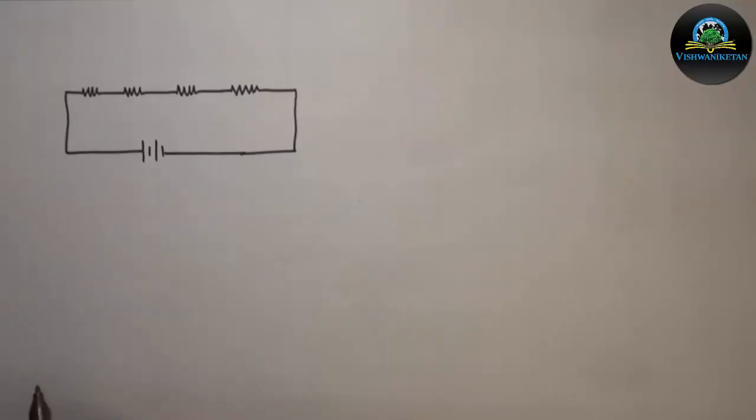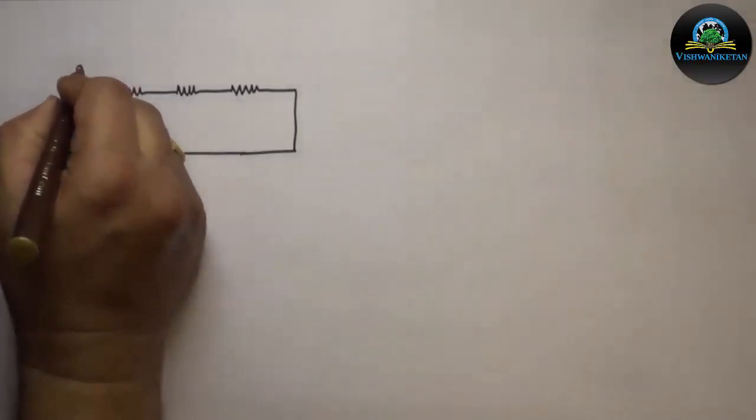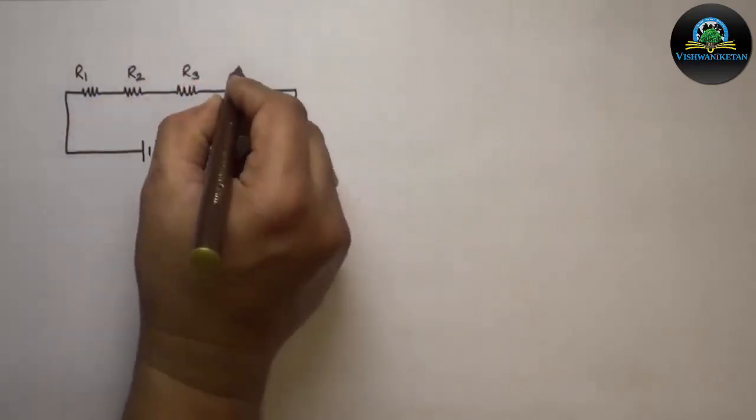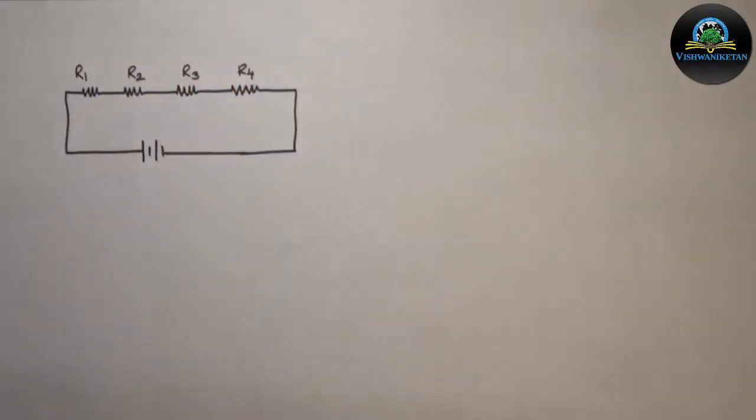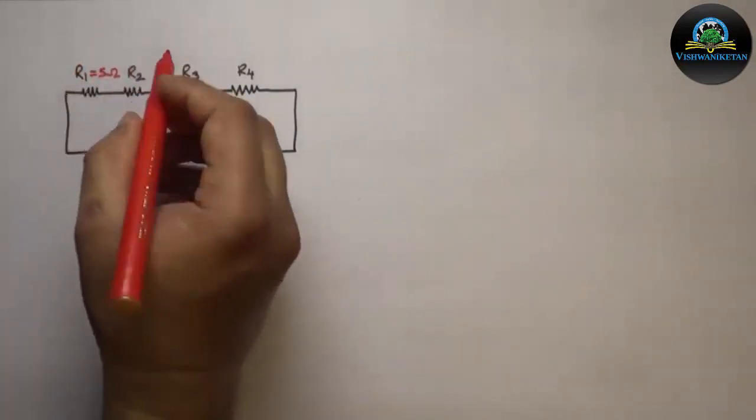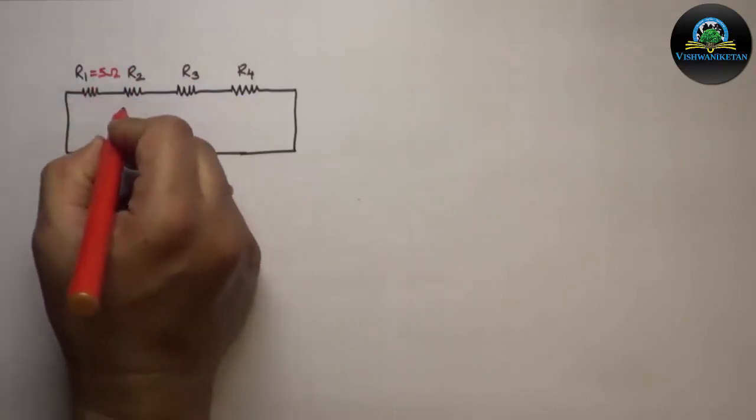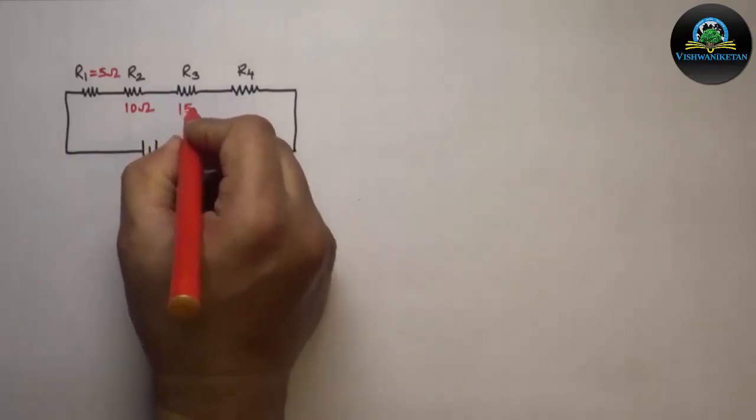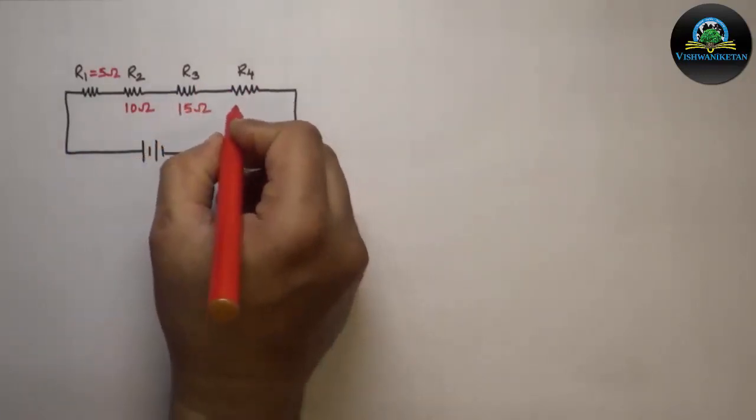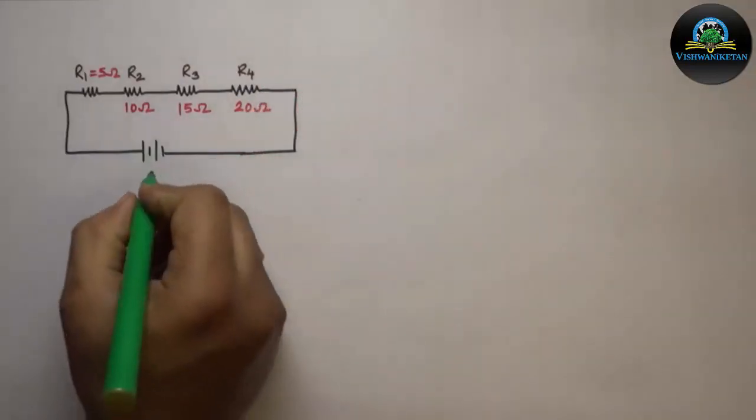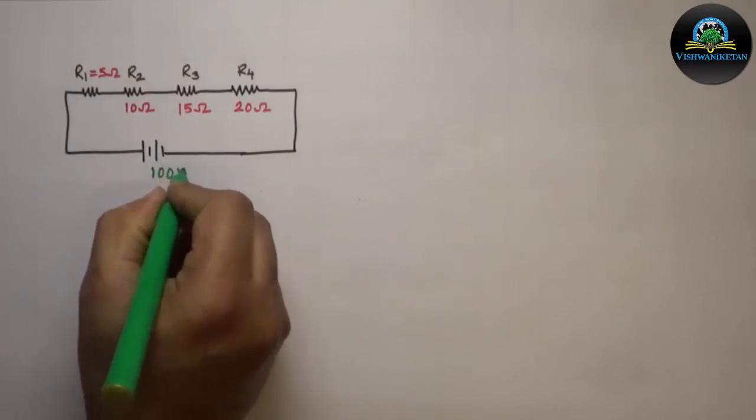Let us denote the resistances as R1, R2, R3 and R4. R1 is 5 ohm. The value of R2 is 10 ohm. Value of R3 is 15 ohm. And value of R4 is 20 ohm. The source voltage is given as 100 volt.